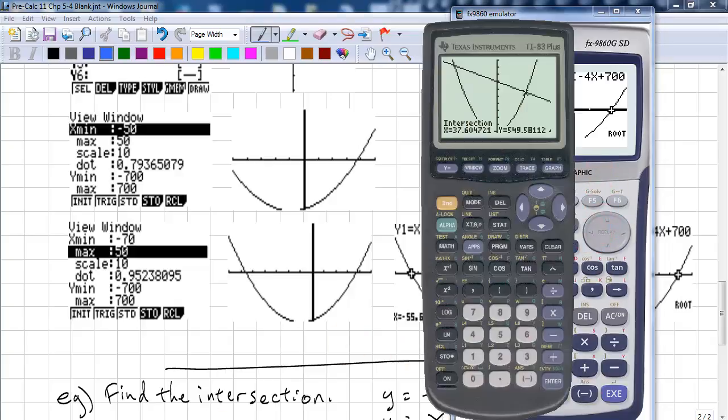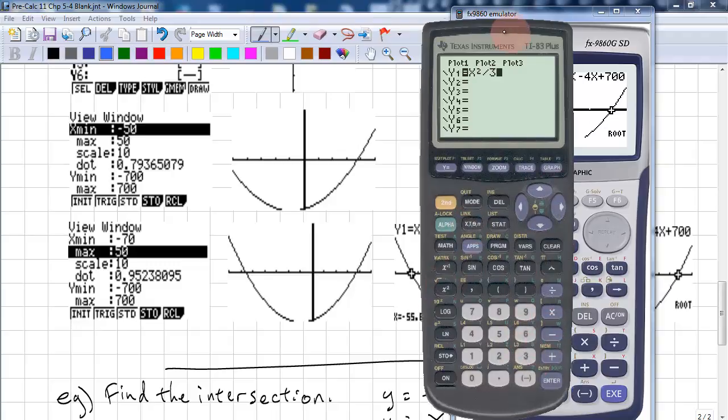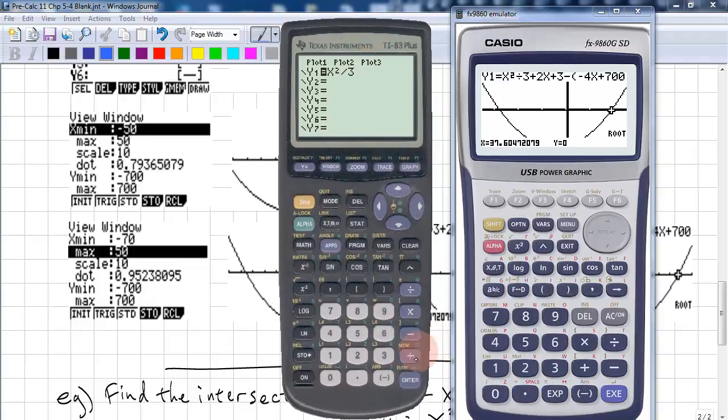Okay, let's look at the TI. Clear that, clear that. X squared divided by 3 plus 2x plus 3 minus bracket. Use this negative sign or you might get an error. Negative 4x plus 700, close bracket.